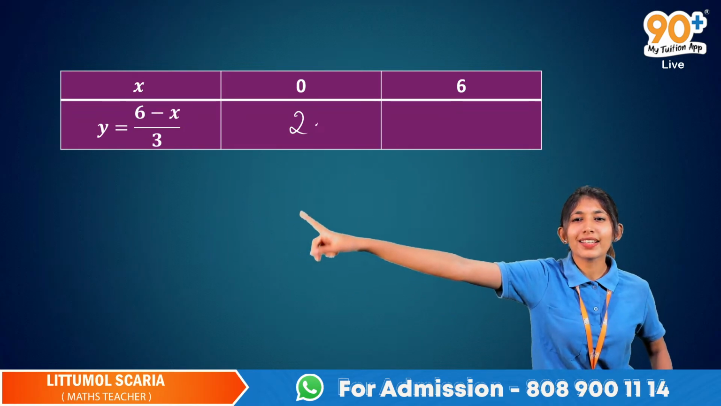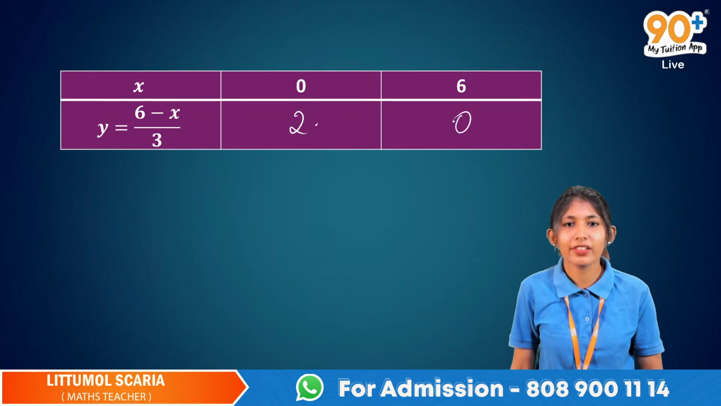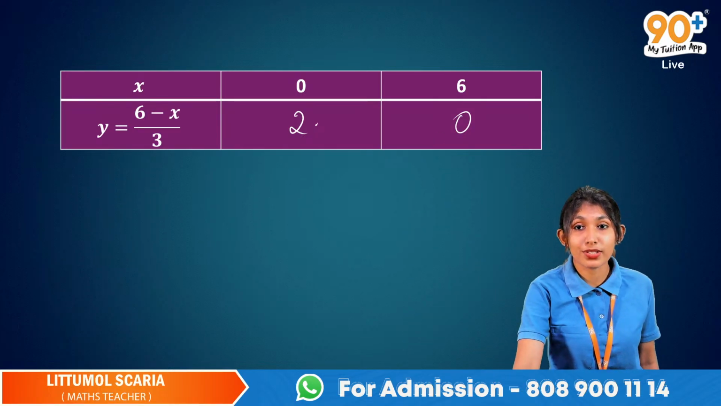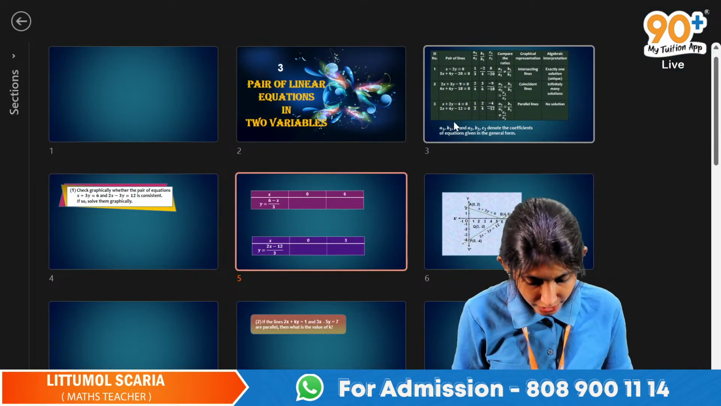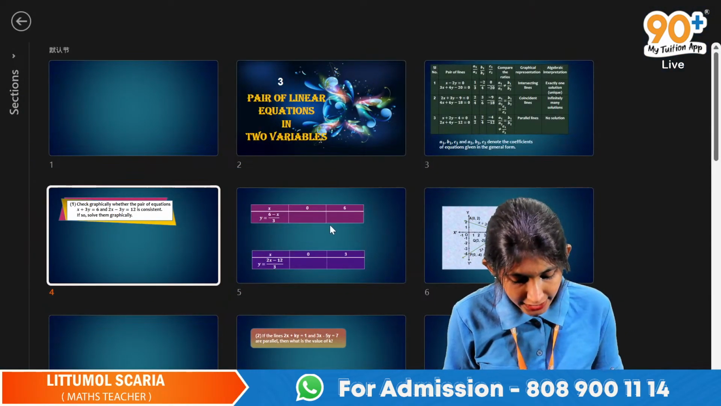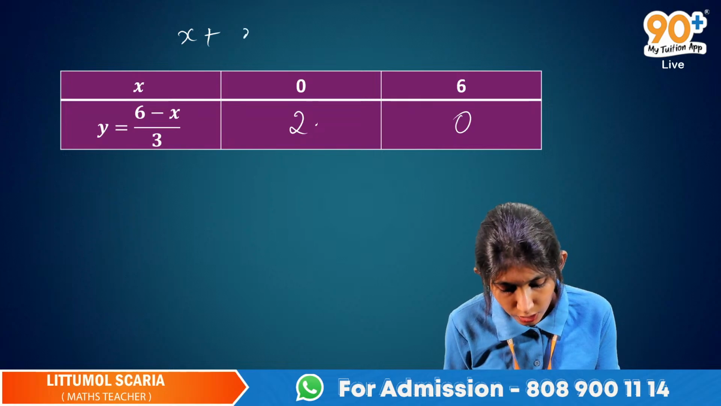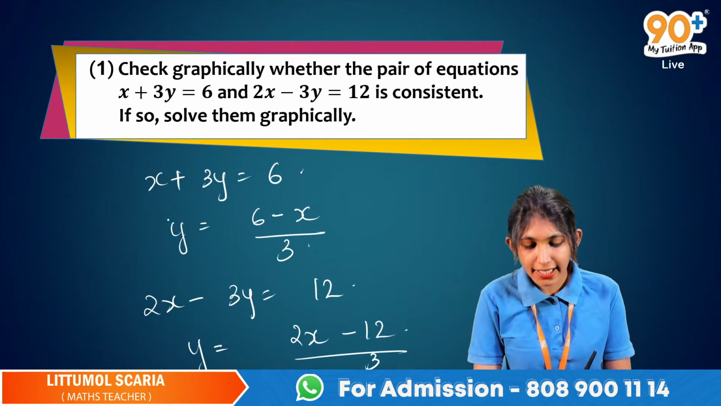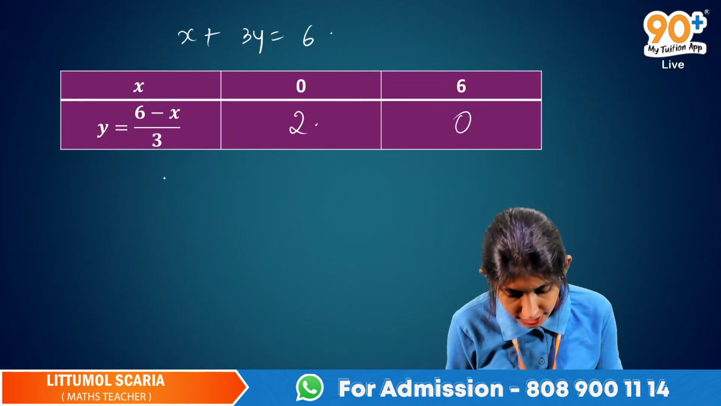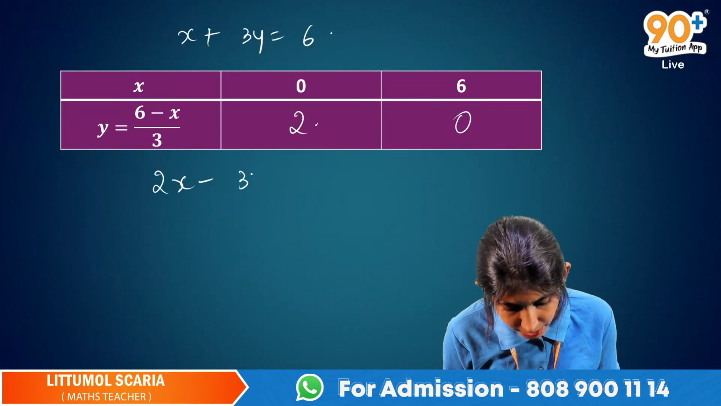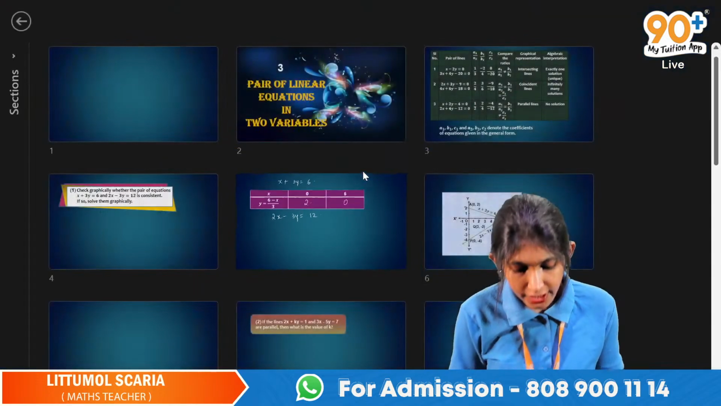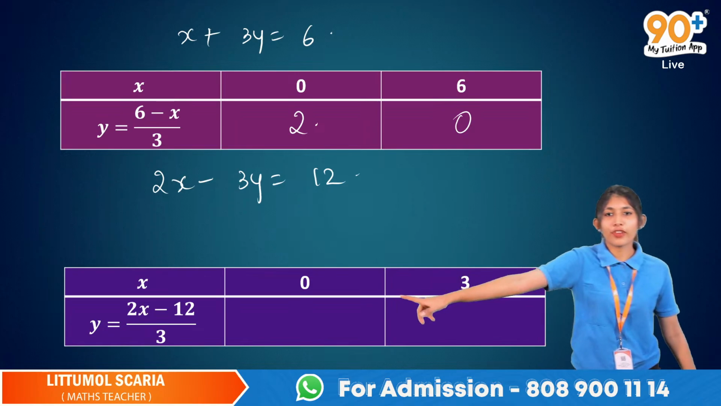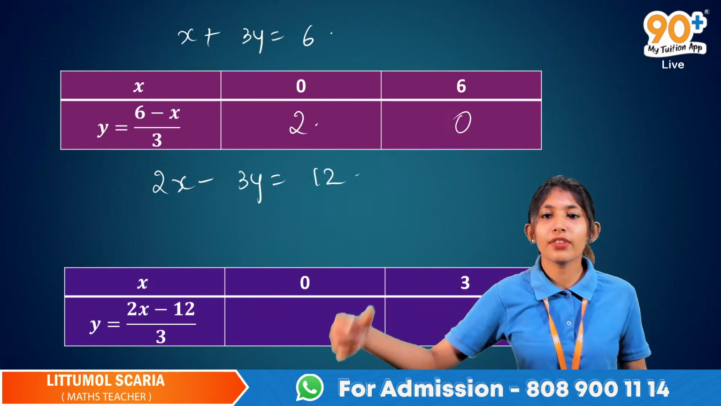See, when you put x is equal to 6, automatically y will be equal to 0. So that is our first equation. What is our first equation? x plus 3y is equal to 6. So this is the table for our first equation. What is our second equation? 2x minus 3y is equal to 12. There also we found the value of y. Now we have to substitute different values for x.